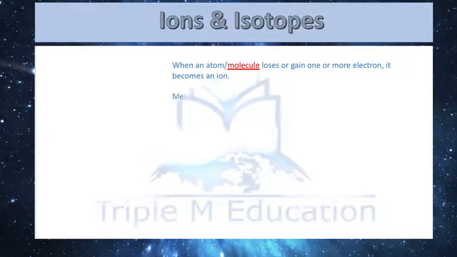Metals are elements in the periodic table that lose electrons from their outermost shell to form positively charged ions, sometimes referred to as cations, or cations, depending on your pronunciation.